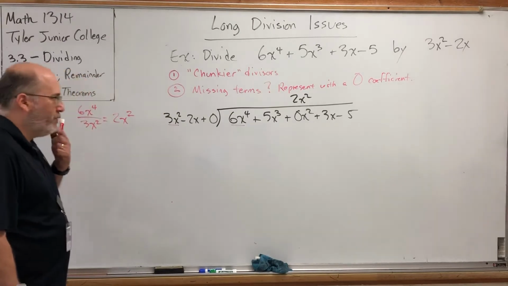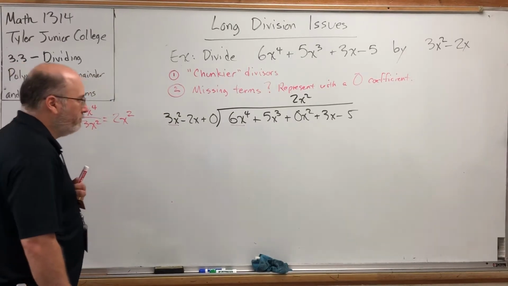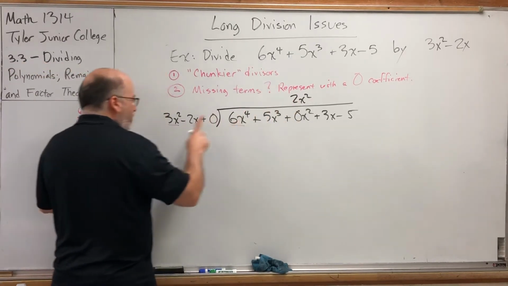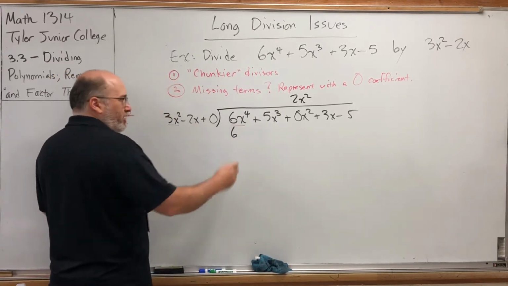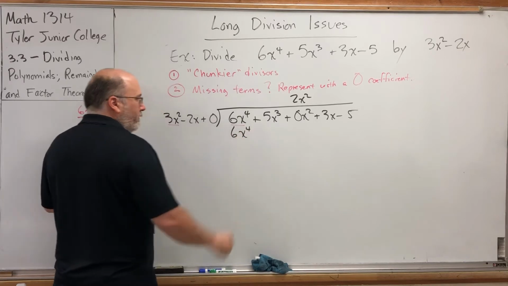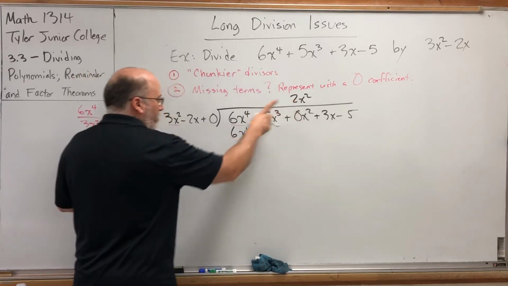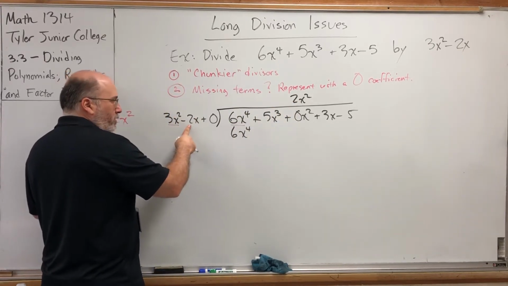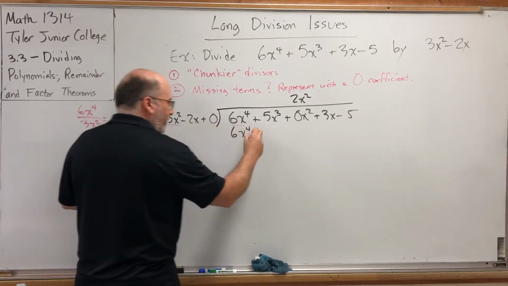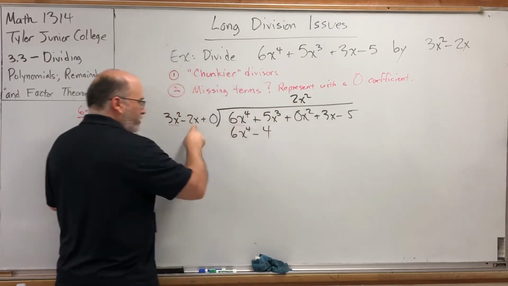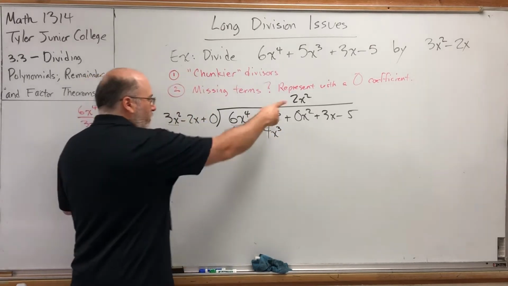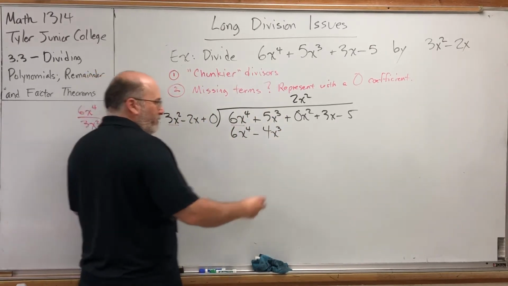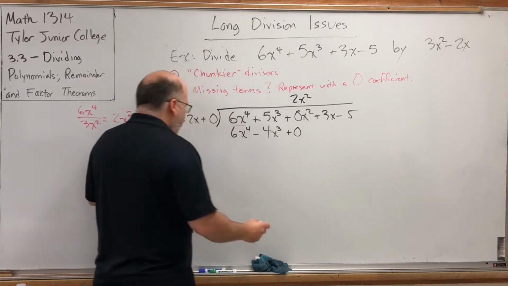And now I have to multiply everything by 2x squared. 2x squared times 3x squared, 2 times 3 is 6. X squared times x squared is x to the fourth. Next, 2x squared times negative 2. 2 times negative 2 is negative 4. X squared times x is x cubed. And then 2x squared times 0, well, 2 times 0 is 0, and then the x squared.